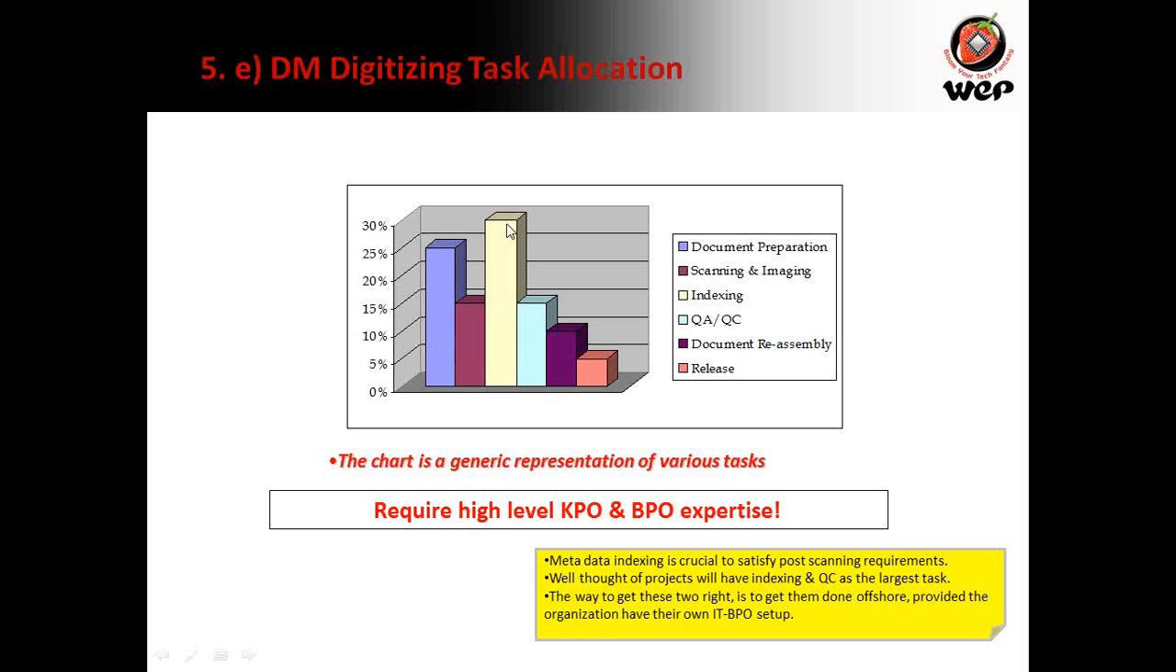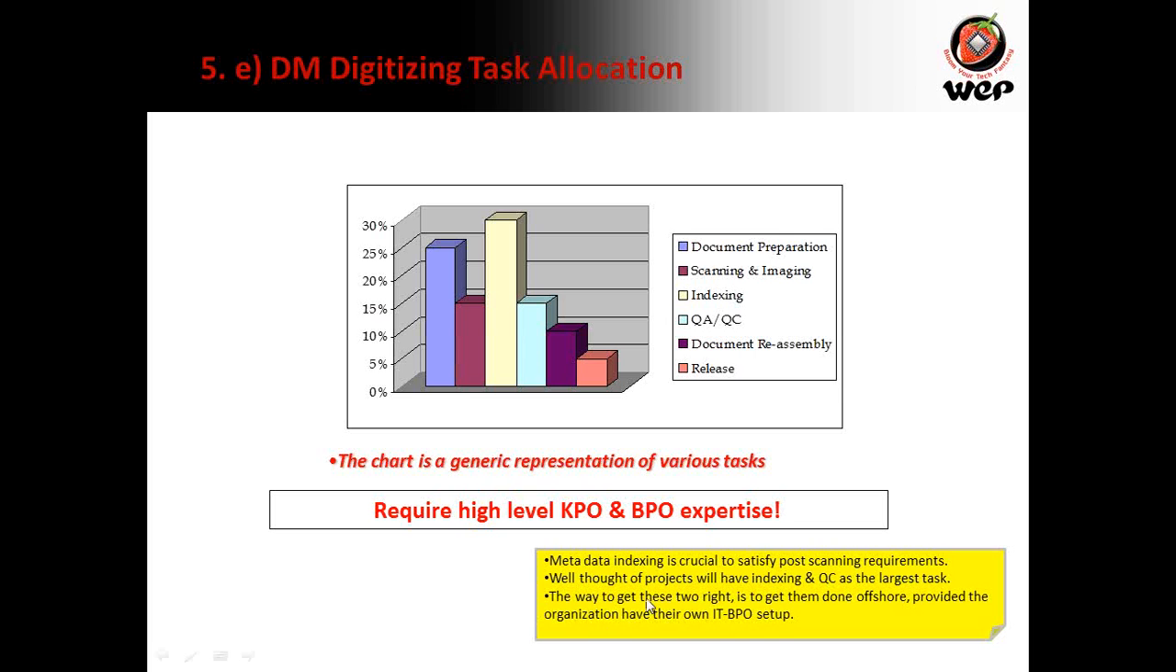One can see that indexing and the QC are the 2 very important stages, and together they are probably higher than the others. It's a very generic representation of the various tasks. Metadata indexing is crucial to satisfy the post-scanning requirements, which you've seen earlier. The post-scanning requires not only search, but also legal hold, traceability, security. All these have to be taken care of.